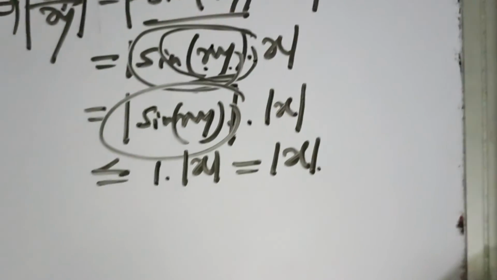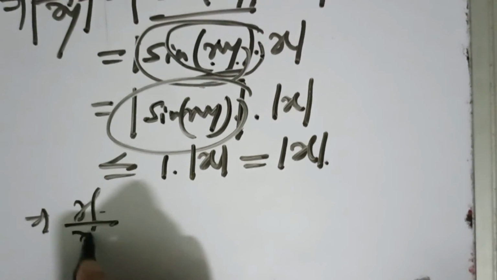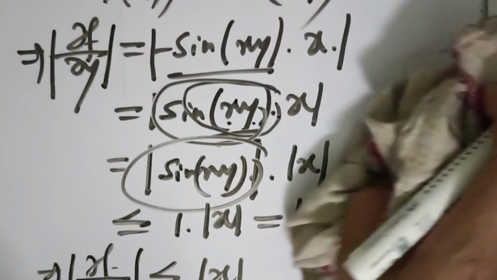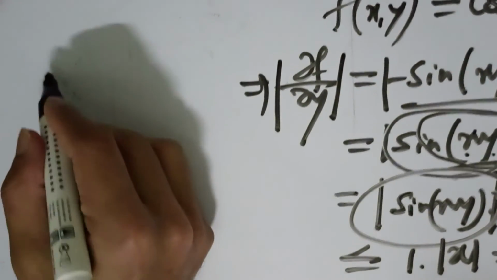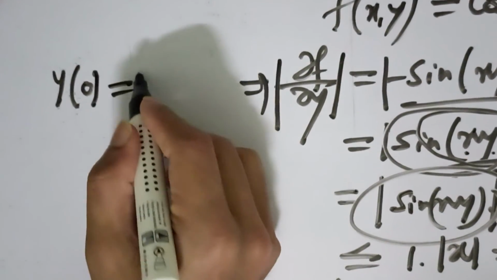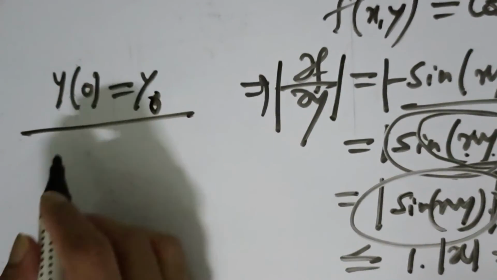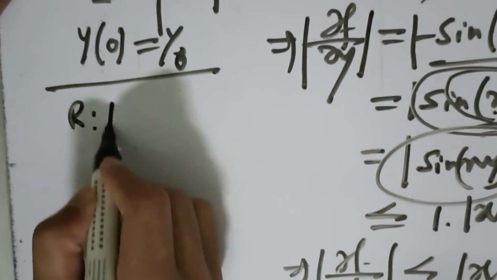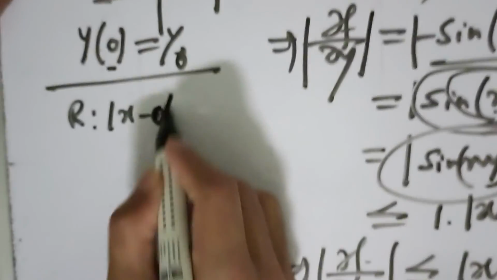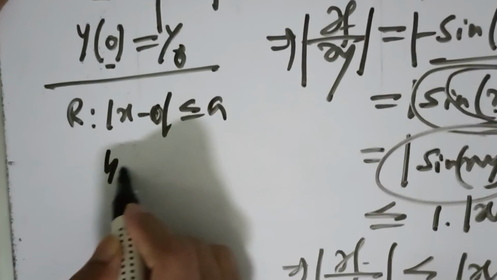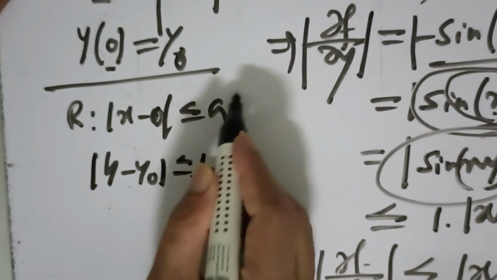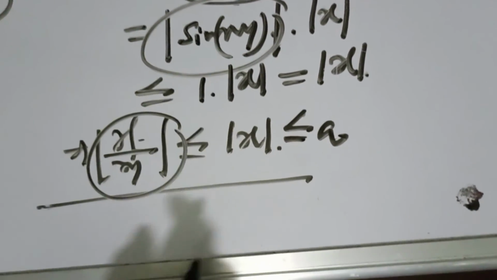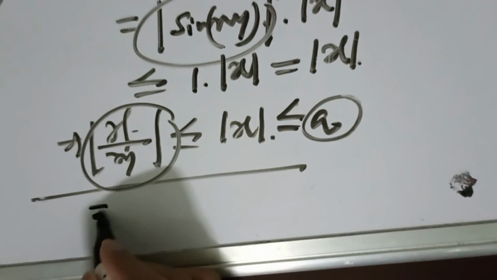So del f del y will be less than or equal to mod x. Now we know for the initial value problem, suppose we have the condition y(x0) equal to y0. What will the region or rectangle be? The region R will be such that mod x minus x0 is less than a, and mod y minus y0 is less than b. So in this case mod x should be less than or equal to a. So it implies del f del y is bounded, less than some real number, right? So del f del y is bounded.